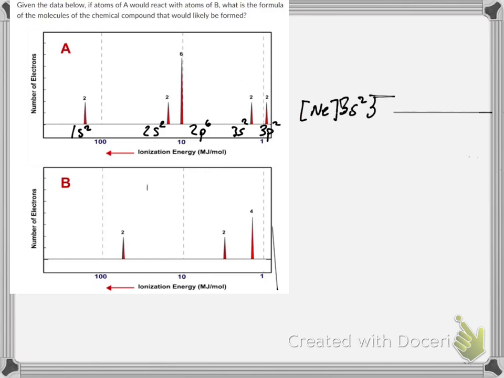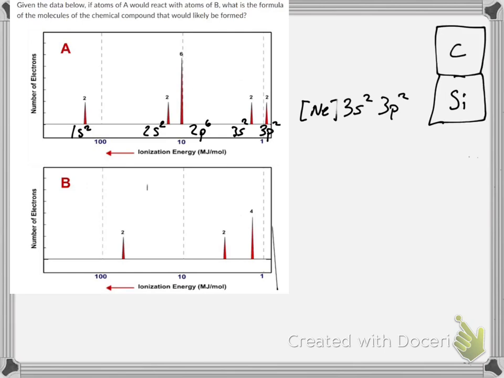Neon 3s2, 3p2, that's going to be silicon. So this is silicon, and silicon is right below carbon. So you know what's going to happen with silicon. It's going to form 4 bonds, just like carbon. There's only 4 electrons in the outer shell. It needs to delocalize that 4 to obtain a total of 8.